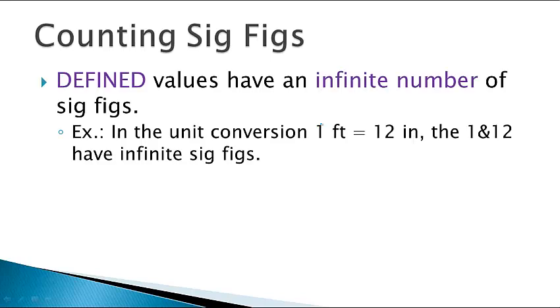Some special rules go along with this. If you have a defined number, where one number is defined in terms of another, those have an infinite number of sig figs. So there are 12 inches in 1 foot. That's defined as being a perfect value. So really that's 12.00000 out to infinity, or 1 and 1.000. We assume there's an infinite number of sig figs, because we know that value perfectly. It's not a measured quantity.